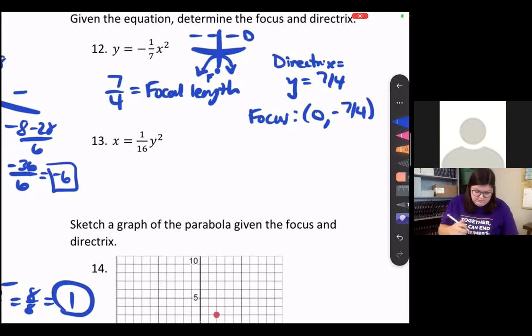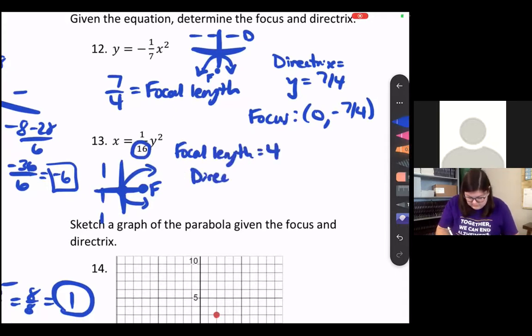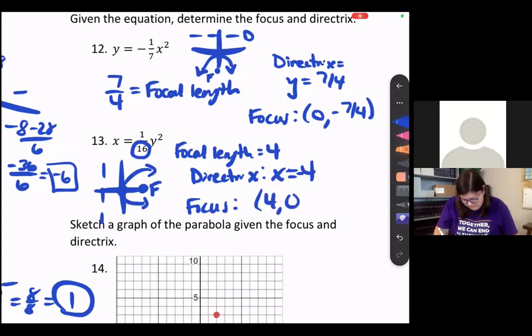Okay, for number 13, this is going to be opening to the right because it is a positive x value, so my focus needs to be over here, my directrix needs to be over here. I need my focal length, which is I just take this divided by 4, so focal length equals 4. So my directrix will be x equals 4. Sorry, negative 4, because it's on the left. And then my focus, my x value is positive 4. My y value is 0.